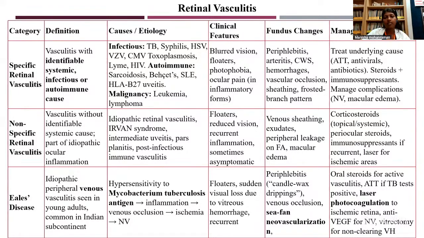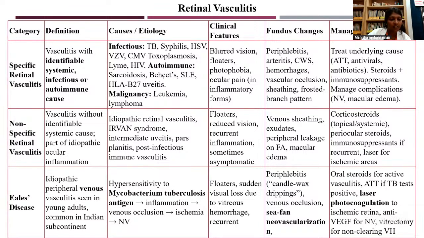The fundus changes include periphlebitis, arteritis, cotton wool spots, hemorrhages, vascular occlusion, sheathing, frosted branch angiitis pattern. For management, steroids plus immunosuppressants, and neovascularization and macular edema have to be managed.